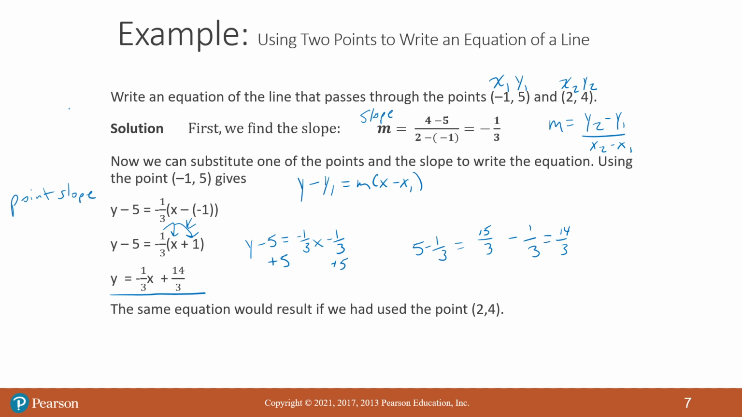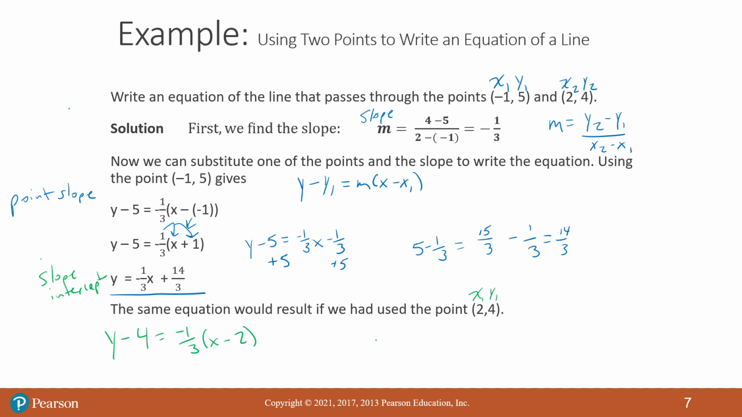The same equation would have resulted if you had used the 2, 4. Okay, it would have looked a little different to start with, and I'll show it to you real quick. Okay, so if you were to use the 2, 4, then this would have been your x1, this would have been your y1. Okay, and we would have gone y minus y1 equals slope times x minus x1. Now the point slope form would look different, but remember, if we simplify it down to slope intercept, we should get the same answer. Okay, so let's see if we can simplify this down to slope intercept, see if we get the same thing.